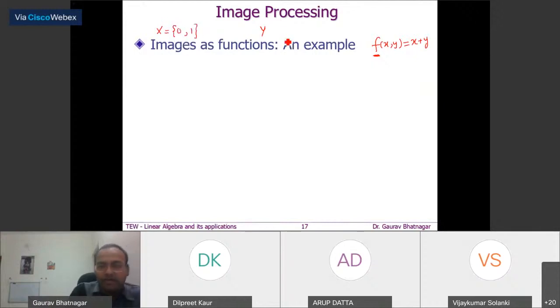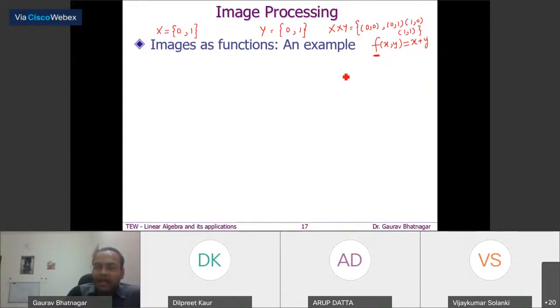Y is again going to have two elements, 0 and 1, so both the sets are the same, X and Y. Whenever you take the Cartesian product of X and Y, can anyone tell me what the elements are? It is nothing but the combination of all these elements. This 0 will go with either this 0 or this 1. So the elements are (0,0), (0,1), (1,0) and (1,1).